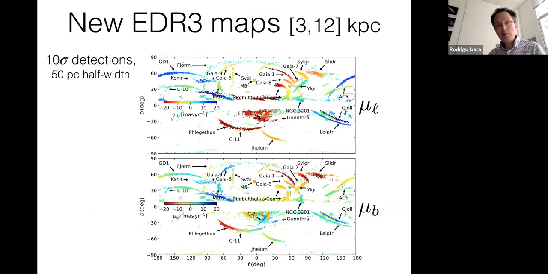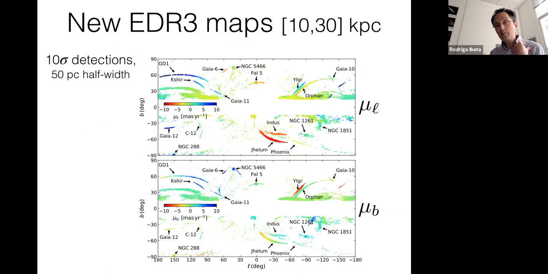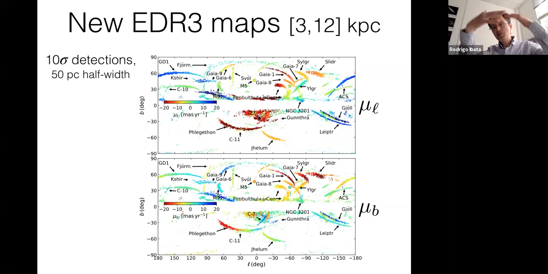And the most recent maps look like this. This is showing us now the 10 sigma detections of streams in the Milky Way with a 50 parsec half width of these structures. In this case, between 3 and 12 kiloparsecs in the galaxy, and then going out now between 10 and 30 kiloparsecs. So again, finding these very thin streams. And as you can see, the Milky Way has this lacework crisscrossing of these stream-like structures. There are many dozens of these at various levels of significance.